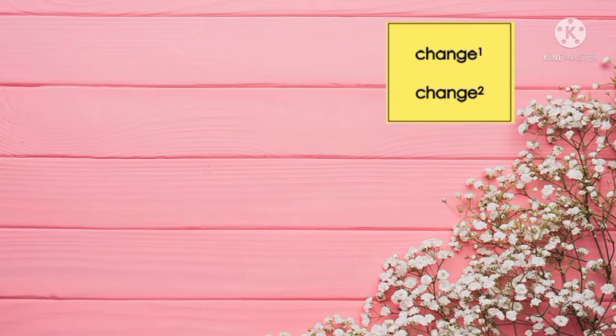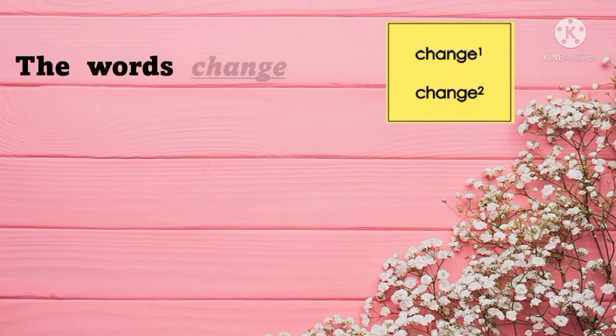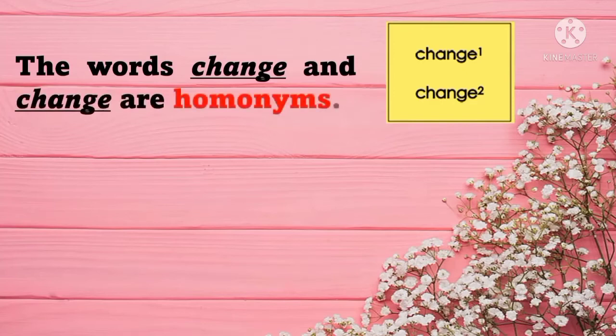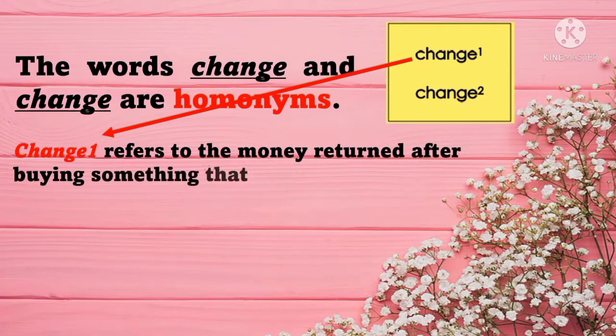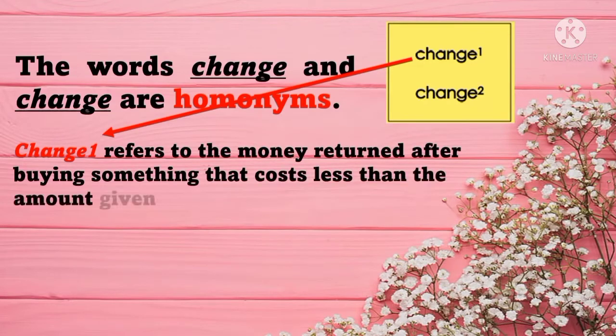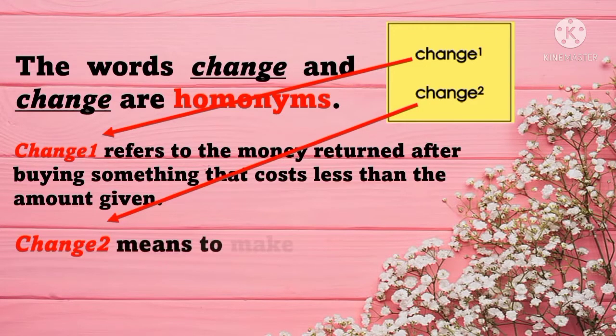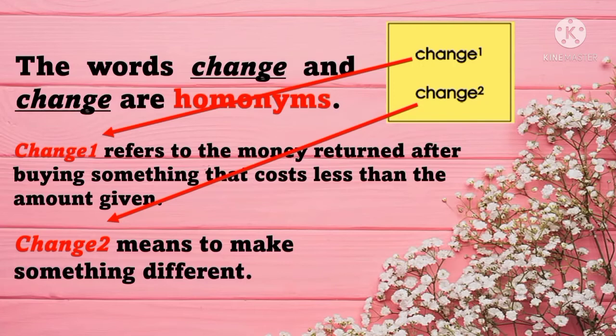Our next example is change and change. The words change and change are homonyms. The first change refers to the money returned after buying something that cost less than the amount given. The second change means to make something different.